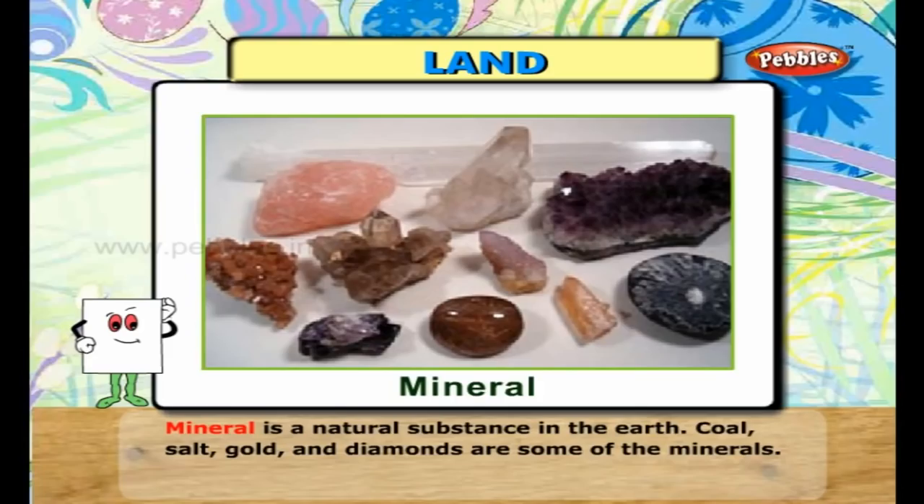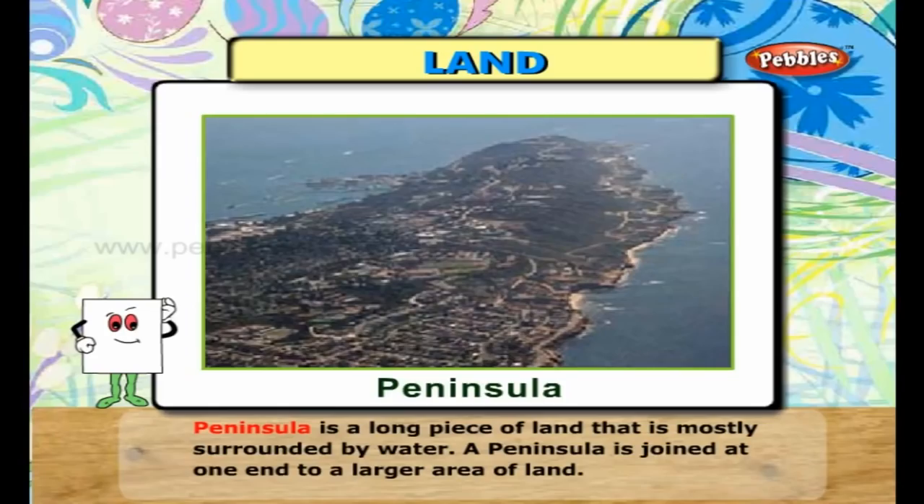Mineral is a natural substance in the earth. Coal, salt, gold, and diamonds are some of the minerals. Peninsula is a long piece of land that is mostly surrounded by water. A peninsula is joined at one end to a larger area of land.